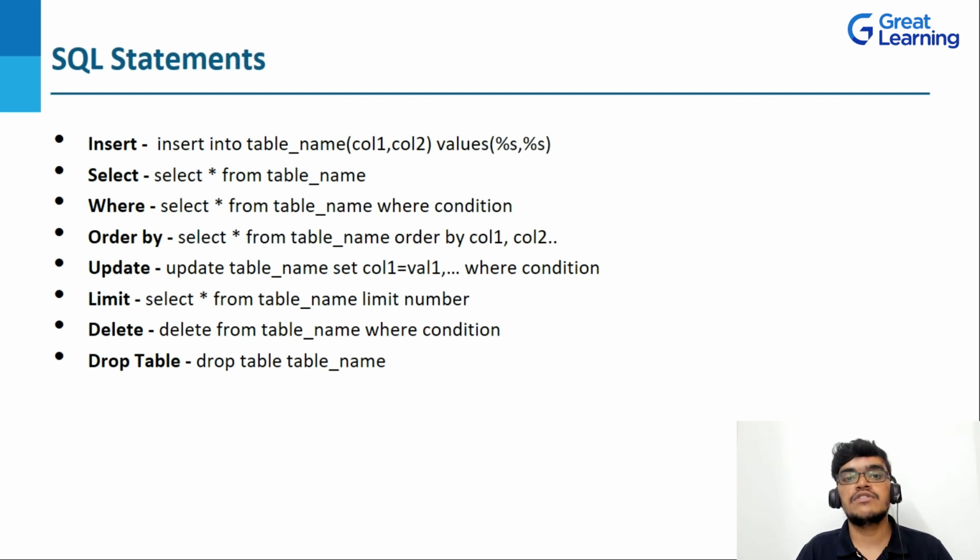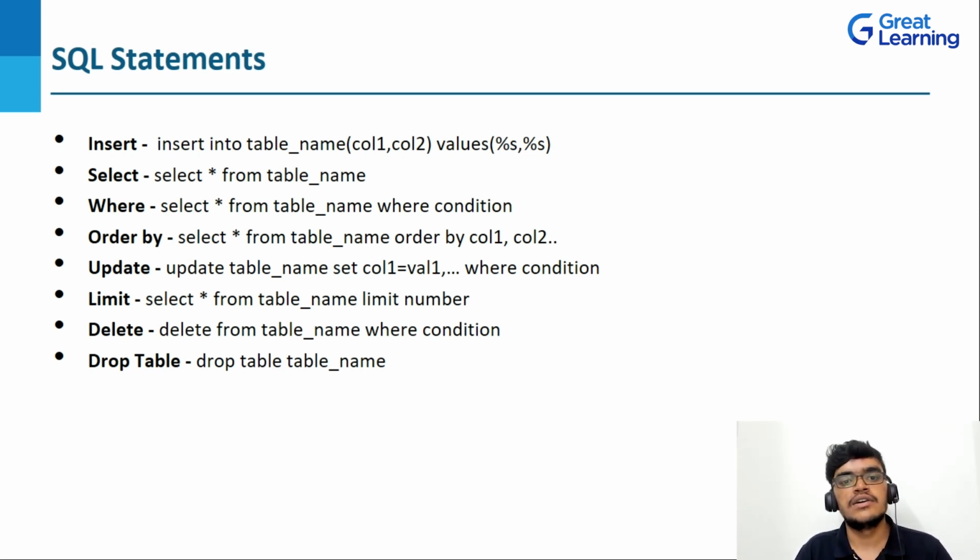Let's see some more SQL statements. The first one is insert. If you want to insert any value, you can use this insert statement. You have to write insert into, then the name of the table, and then column 1 and column 2, basically the fields. Then you can see that we have written values and %s, %s. Basically these are placeholders. Here we have two columns, so we have two placeholders. If you have four columns, then I have to write four placeholders.